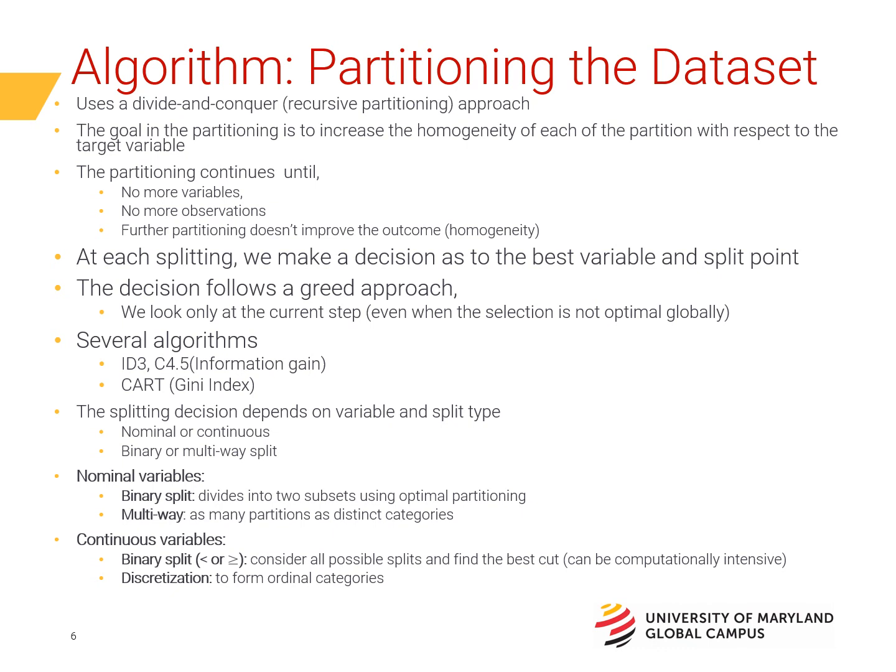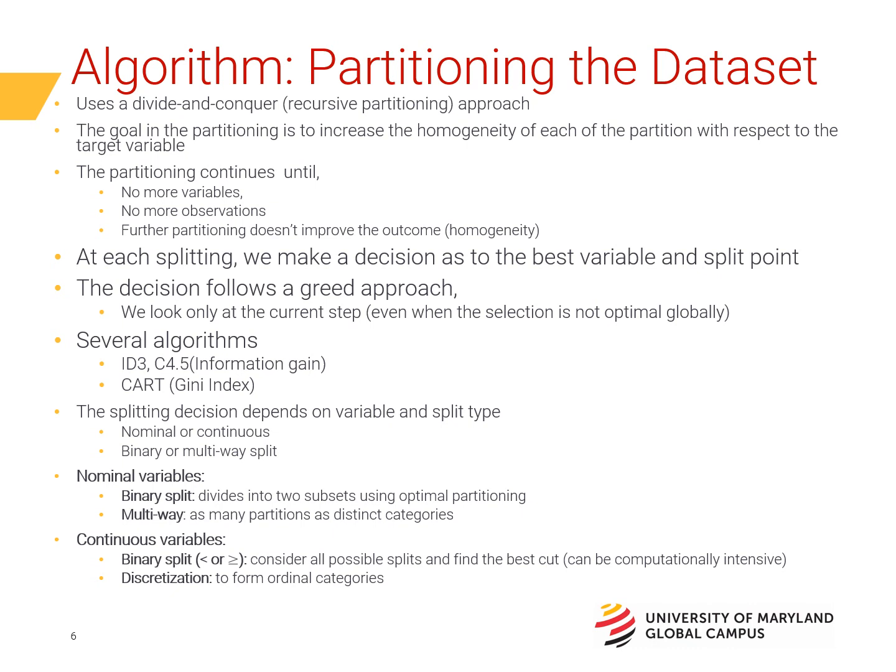Several algorithms have been developed for decision tree construction, each with its own criteria for evaluating the quality of splits. Two popular algorithms are ID3 and C4.5, which use information gain as the splitting criterion. Another widely used algorithm is CART, classification and regression trees, which employs the Gini index to measure the impurity of the subsets. The specific splitting decision depends on the type of variable being considered and the desired split type.